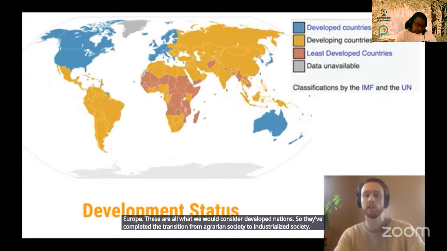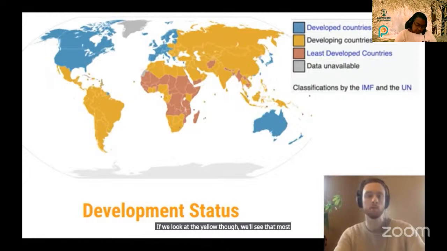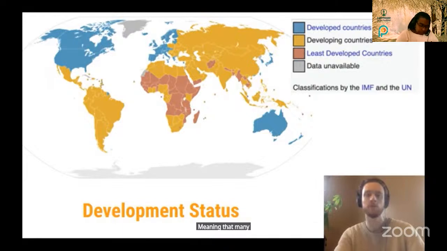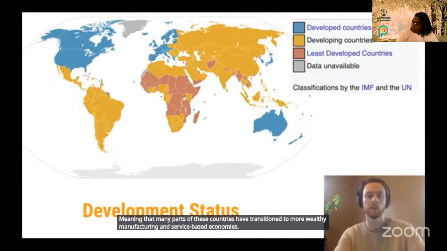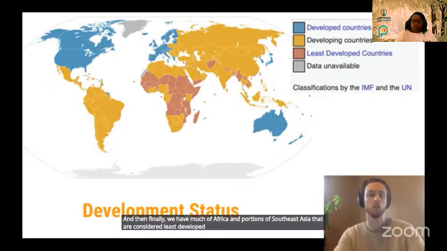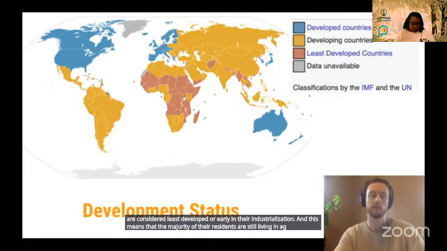If we look at the yellow, though, we'll see that most of the world is actually in the developing stage, meaning that many parts of these countries have transitioned to more wealthy manufacturing and service-based economies, but portions of these populations are still living in agrarian societies. And then finally, we have much of Africa and portions of Southeast Asia that are considered least developed or early in their industrialization. And this means that the majority of their residents are still living in agrarian economies and have not yet made the leap to industrialization.